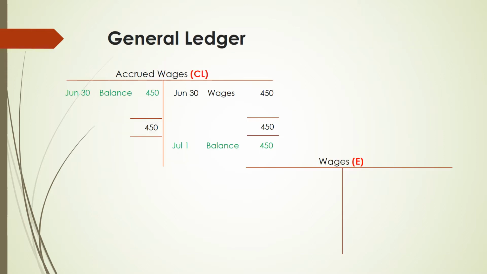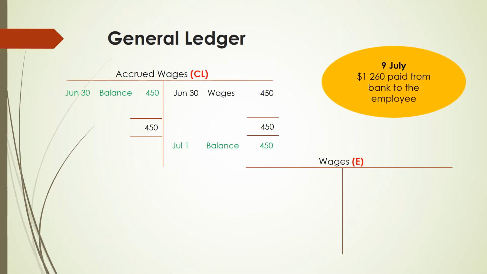Here in our records of the accrued wages, we can see that we have a balance brought forward of $450 from the previous month. In other words, we are saying that on the 1st of July, we have an amount of $450 of accrued wages owing to the employee. So again, remember the 9th of July, $1,260 is paid from the bank to the employee. So on the 9th of July, out of the $1,260, $450 is relating to the accrued wages that was owing to the employee, and the balance of $810 relates to the wages expense that is incurred in this current period.